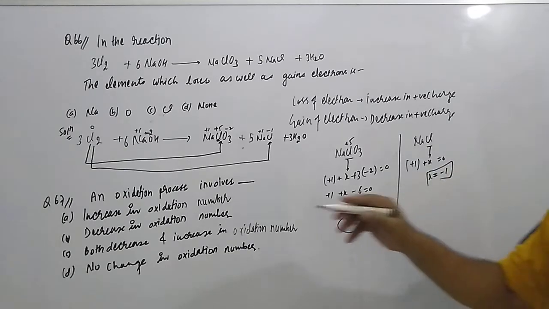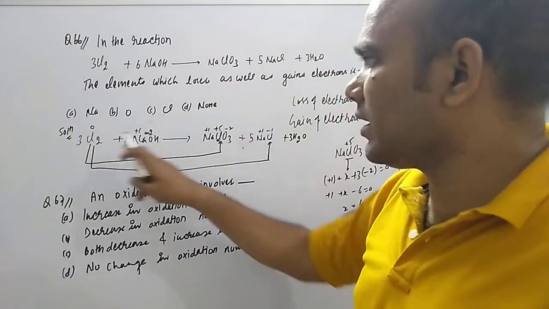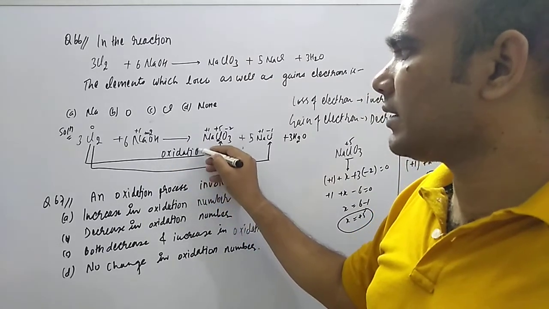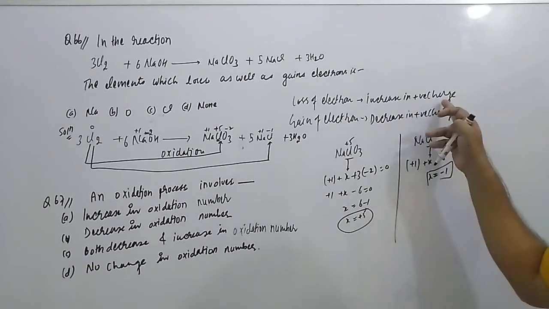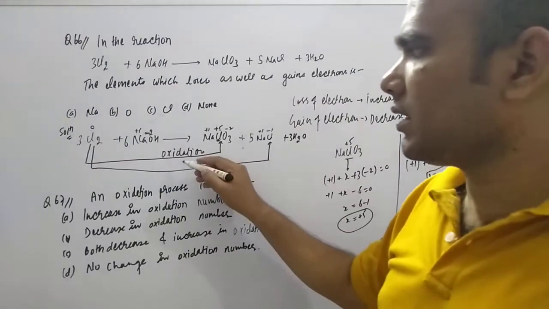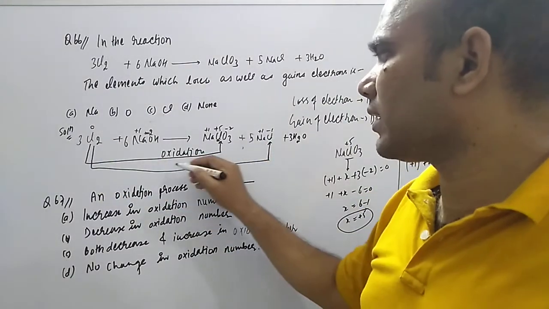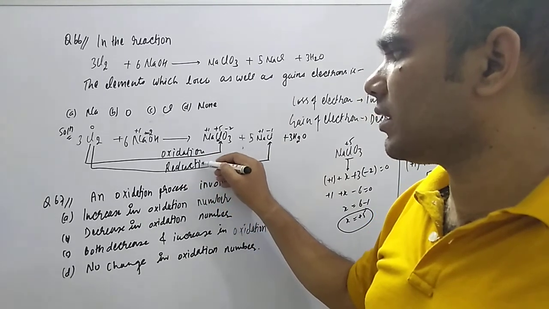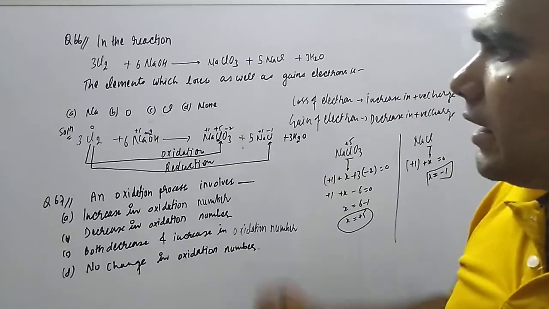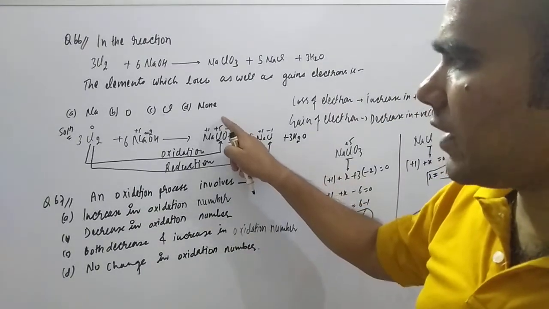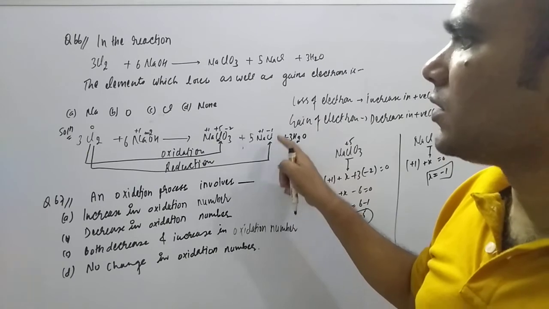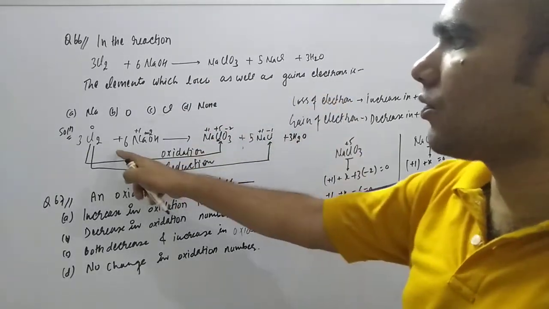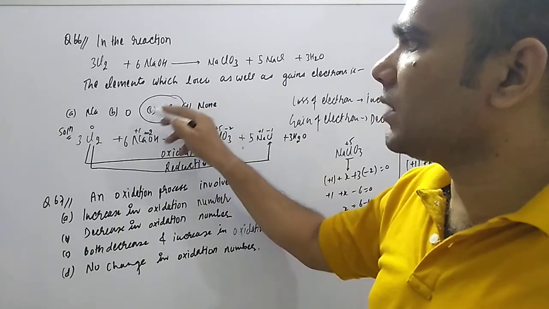So here you see, student, an increase in oxidation number, increase in positive charge, is what is known as oxidation. That is what I wrote here: loss of electron, increase in positive charge. So that is oxidation, and 0 to -1 is a decrease in oxidation number, that is reduction. So here there is loss of electron to +5 and gain of electron to -1. So the element which loses as well as gains electrons is chlorine. So the correct option is option number C.